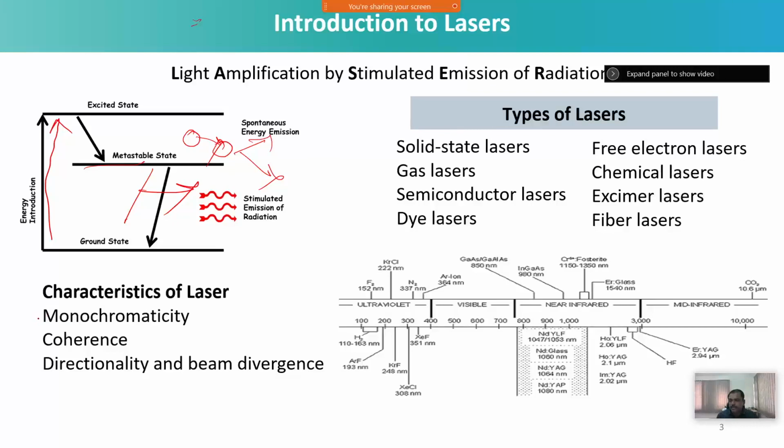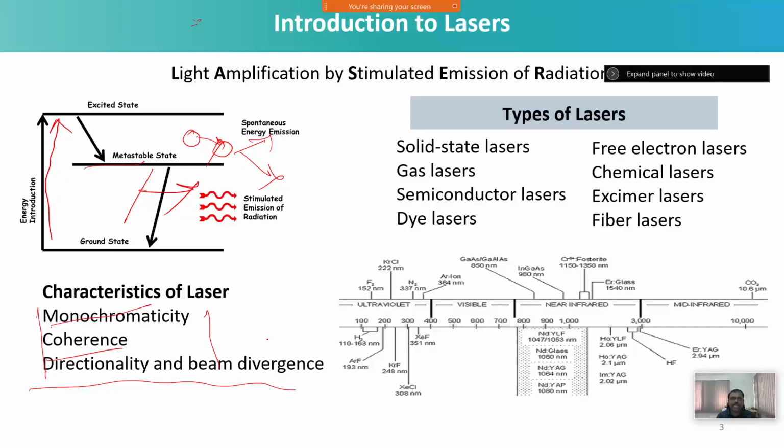Basically, these are the important characteristics of the laser, which clearly distinguish this particular light source from other light sources like sunlight or LED light: the monochromacity, coherence, directionality and beam divergence. These are all very important properties. And why do we bother about the light being monochromatic? When the light is monochromatic, then you get only one wavelength, a single wavelength.